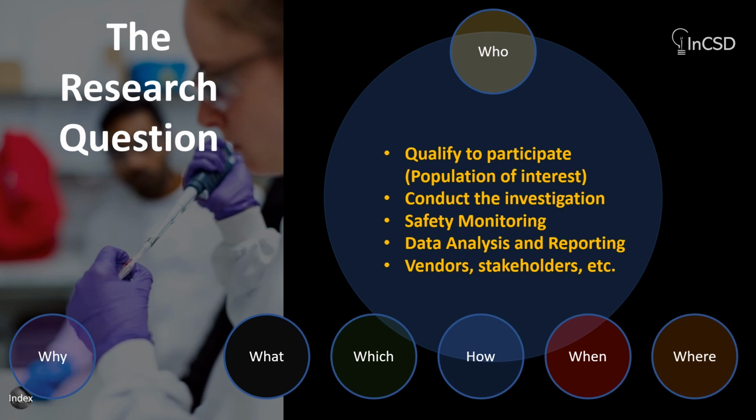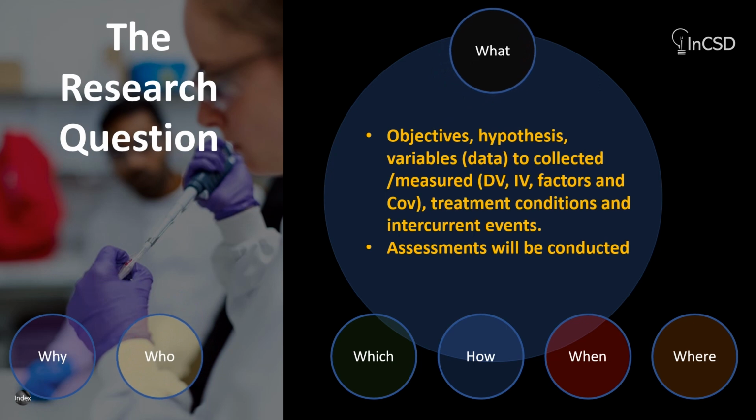Other important W is who will be the principal investigator, the members of the DMC, the adjudication committee, the team involved in clinical operation, the safety monitoring board, the biometric team, etc. What? What are the objectives? What are the hypotheses that will be associated with the primary, secondary, and exploratory endpoints? What are the variables that need to be defined according to the study objective and endpoint? Specifically, what are the dependent variables, the independent variables, the factors, covariate, that could help explain the response variable?